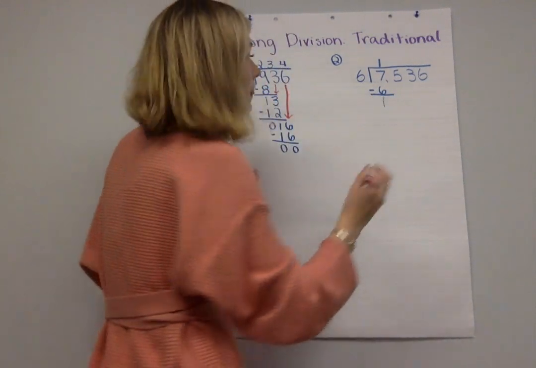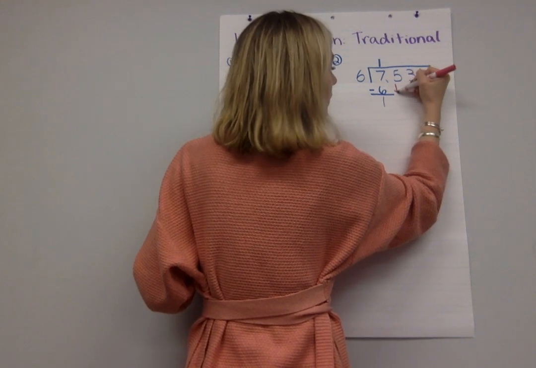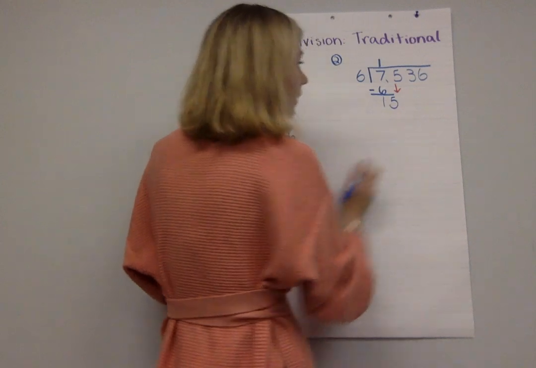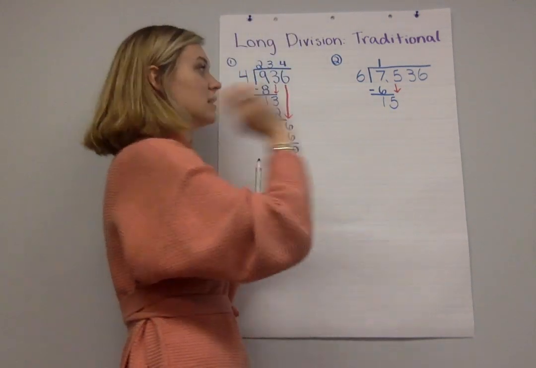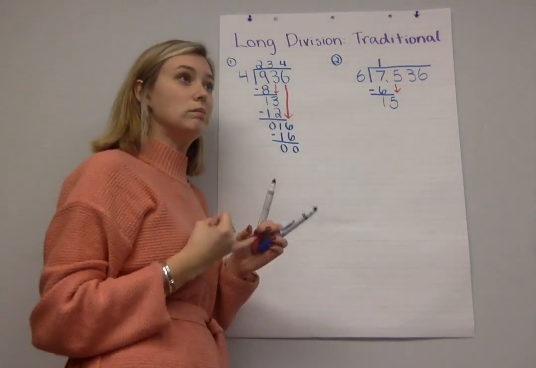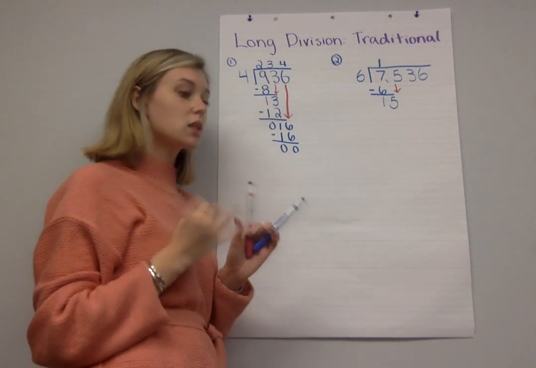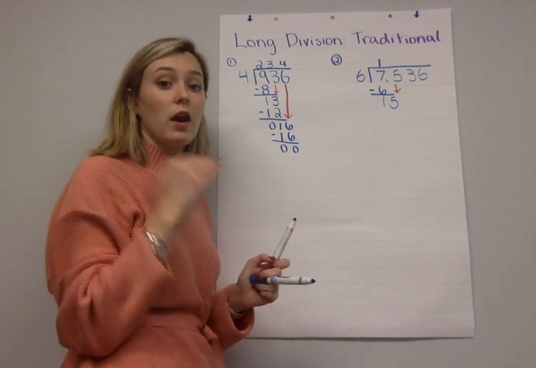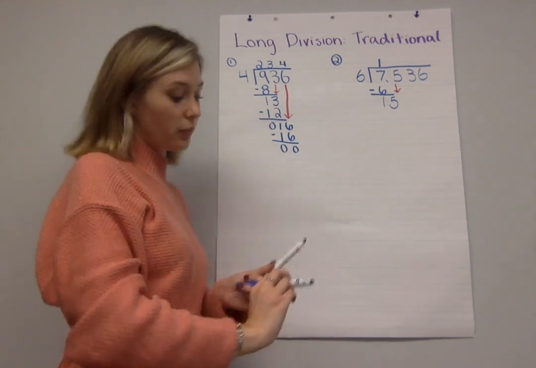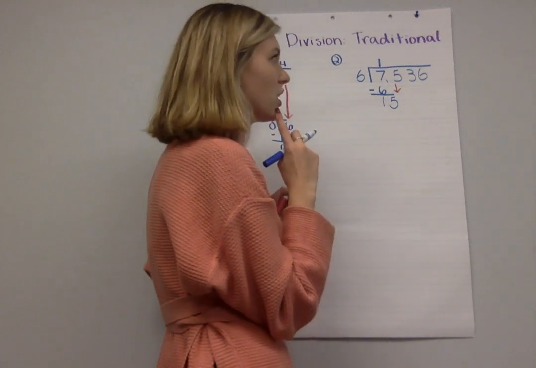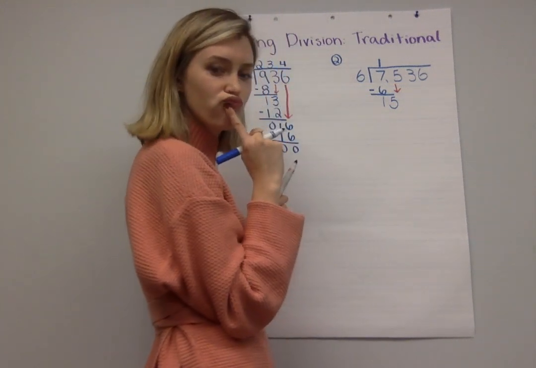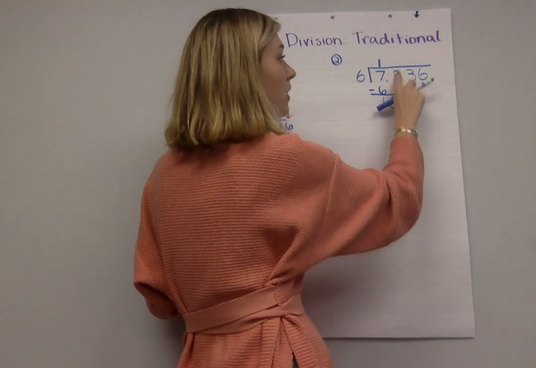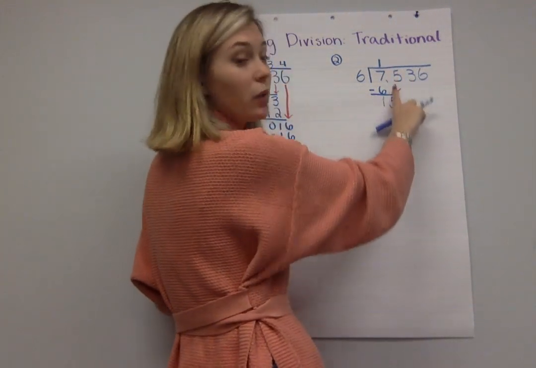What's my next step? I bring down my next place value. How many times does 6 go into 15? 6 times 1 is 6. 6 times 2 is 12. 6 times 3 is 18. Uh-oh, that's too big. We have to go back down to 6 times 2 is 12. So where am I going to put my 2? I'm going to put it directly above the 5 because that is now the place value that I'm working in.